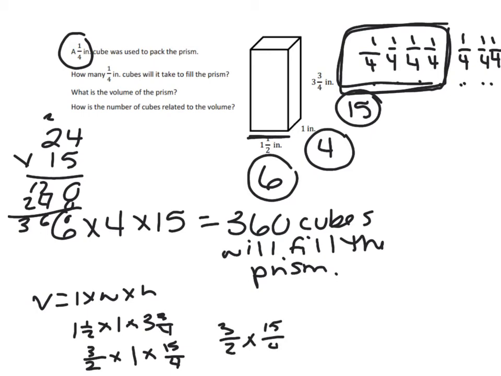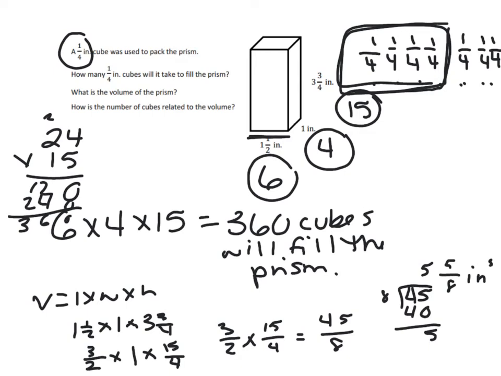We have to multiply by 15/4, and we get 45 over 8, and 45 divided by 8. I know that 8 times 5 is 40, and I get 5 left out of 8. So my volume is 5 5/8 cubic inches.